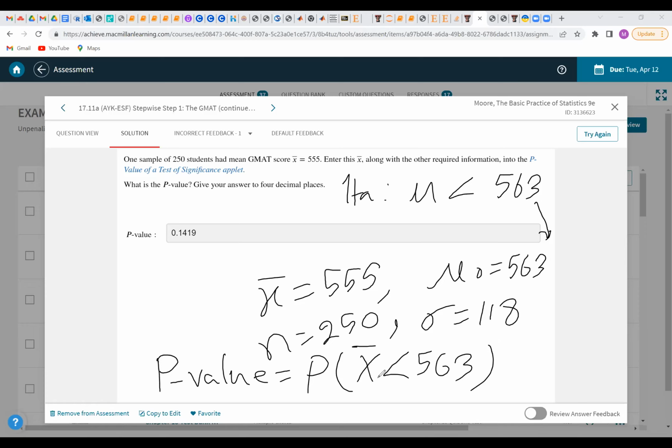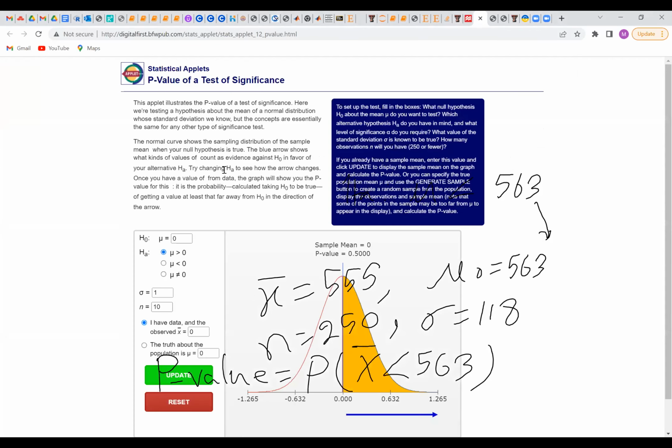So you can convert this to a z-score and then use the z-table, or you can use this applet, the p-value of a test of significance applet. That will be easier if you know how to use it. Okay, so let me show you how to use this applet. Can everyone see the applet?